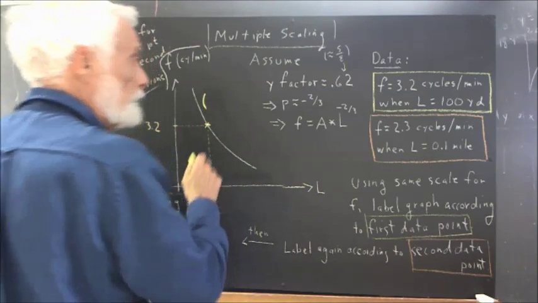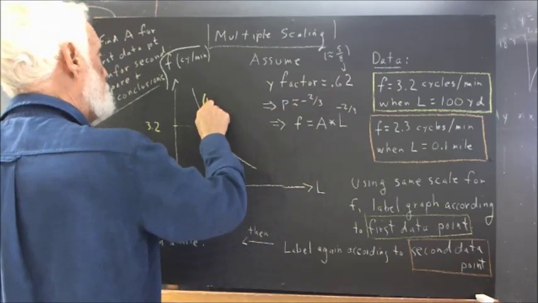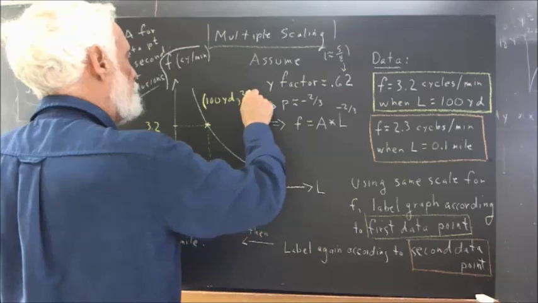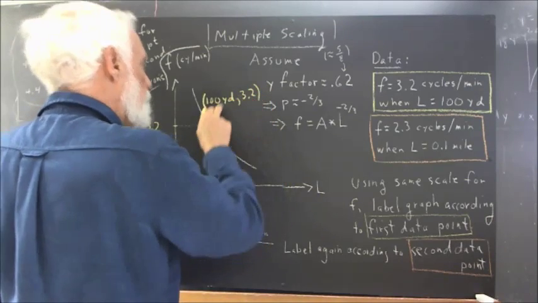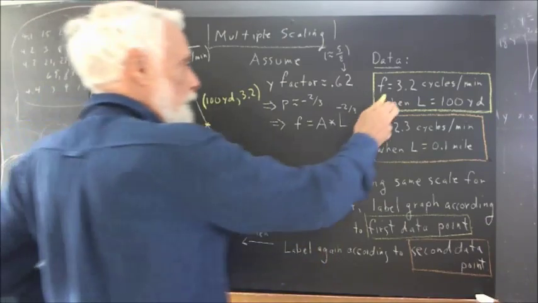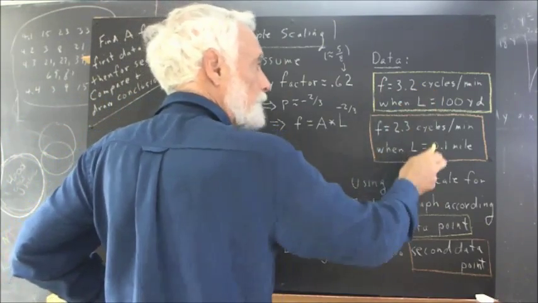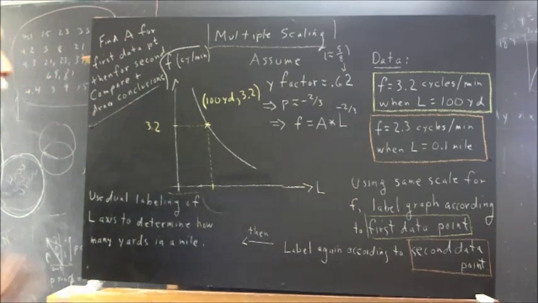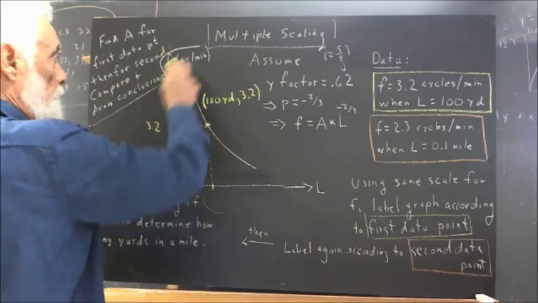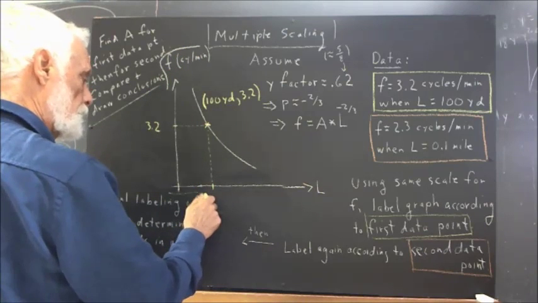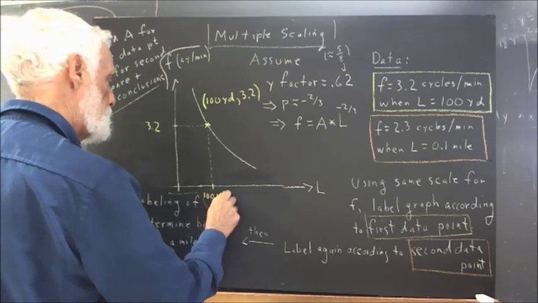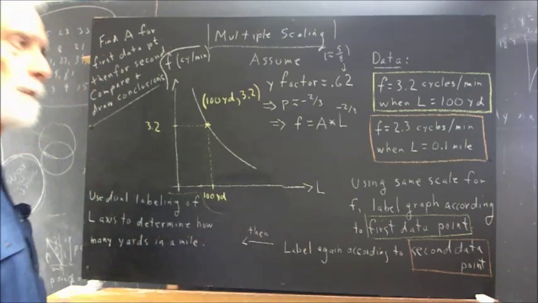Okay, so this would be what? 100 yards. I put the yards on this because I have not labeled a scale here, because of course I've got two data points with different scales. Okay, so I have 100 yards, 3.2 here, which means that 3.2, meaning 3.2 cycles per minute goes here, and 100 yards is going to go here.